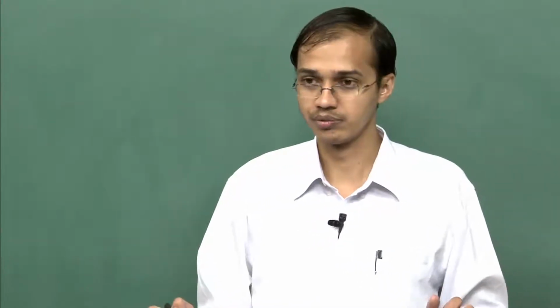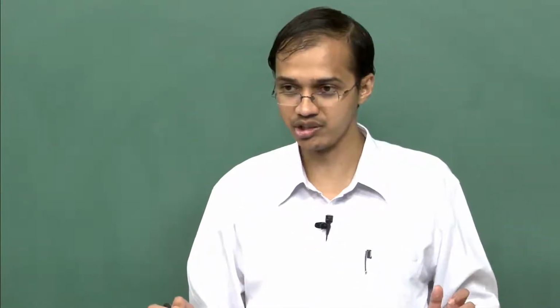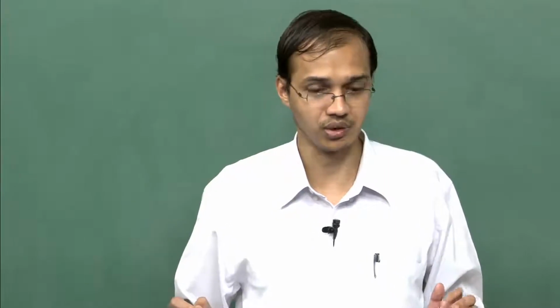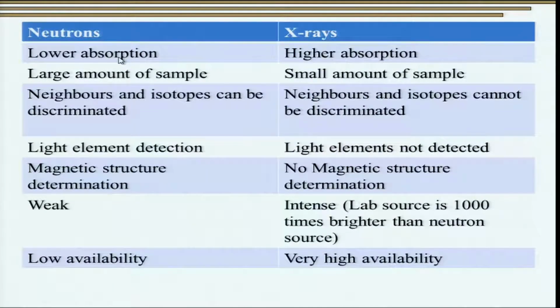Now, neutrons with the kind of energy they have, and since they interact only with the nuclei, have very low absorption, while X-rays get absorbed a lot. But there is a problem. Since neutron interaction is weak, we need a large amount of sample, while with X-rays we can live with a small amount of sample.